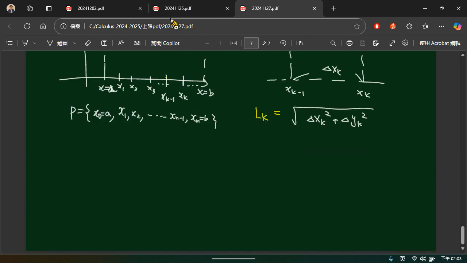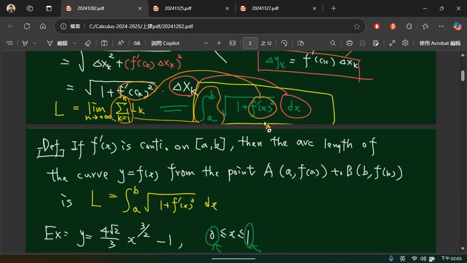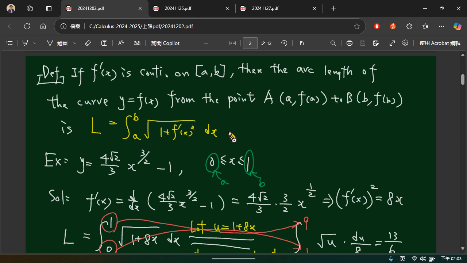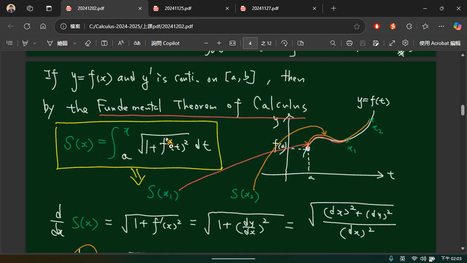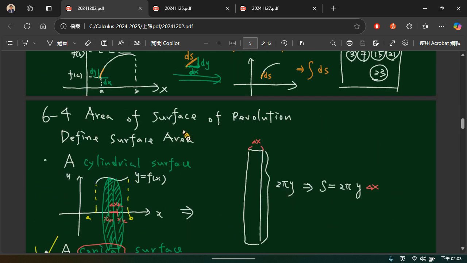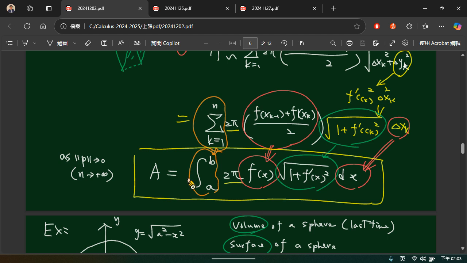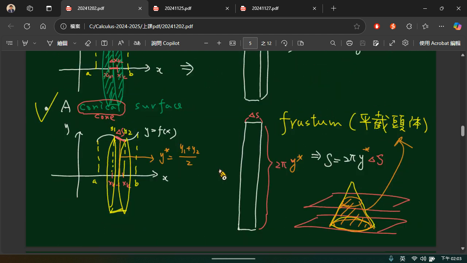Then in section 3, we use this to calculate the arc length. The formula for the arc length is this one. And then finally, we also learn how to get the area of a surface of revolution. So the formula is also like this one. You can see this is very similar to the arc length. However, the 2 pi f here is different from the previous one. Here it is used for calculating the surface area. But here is for arc length.